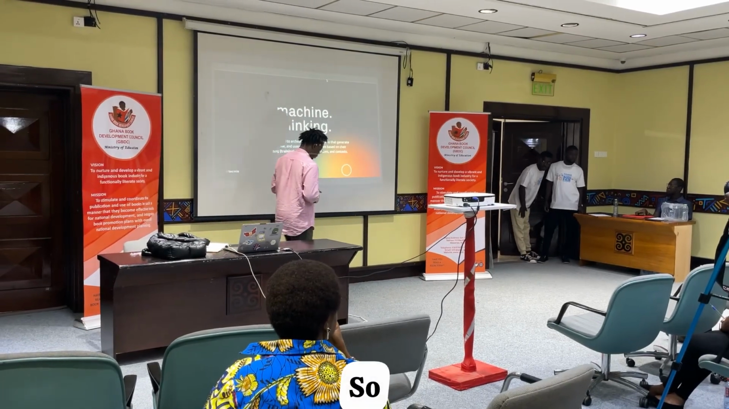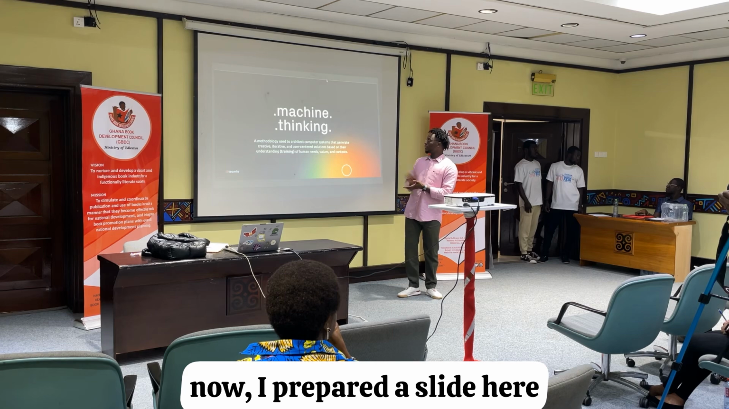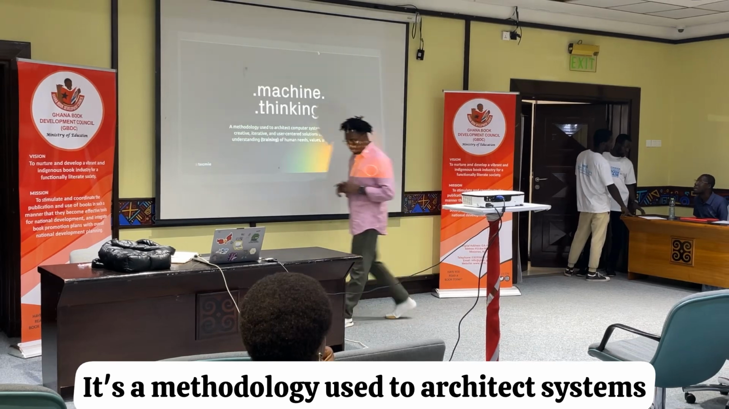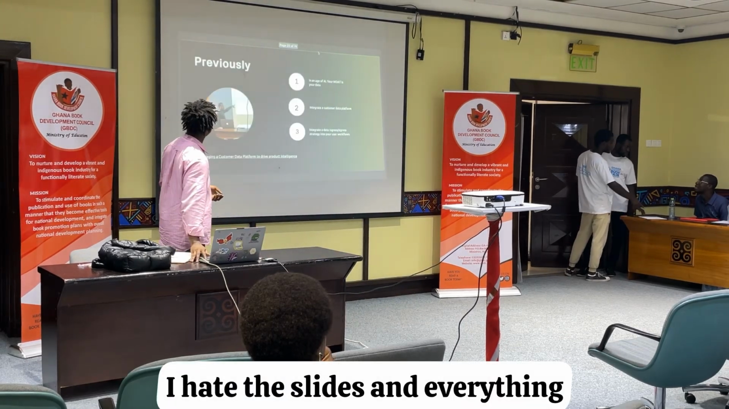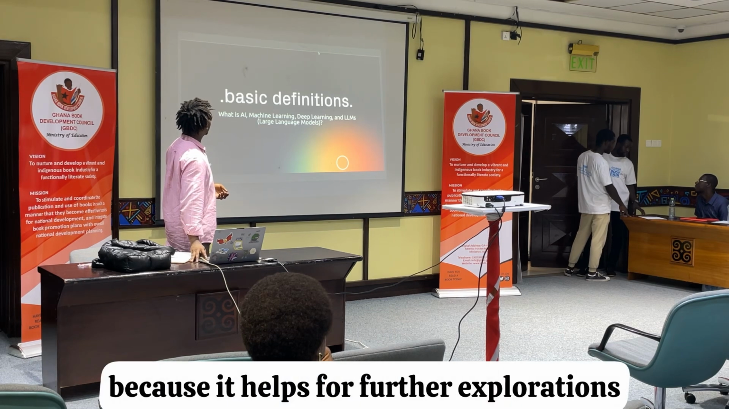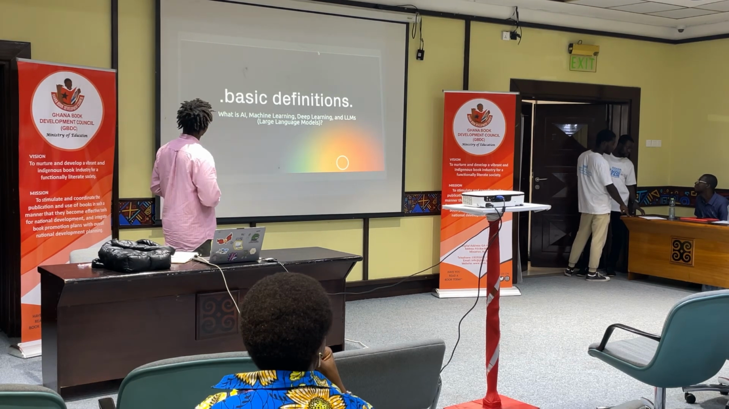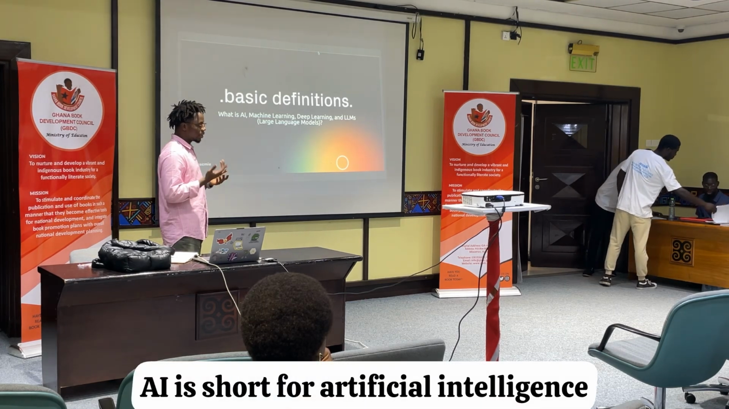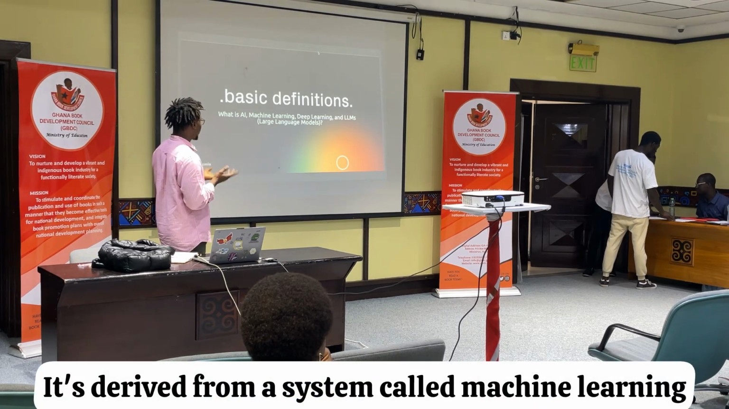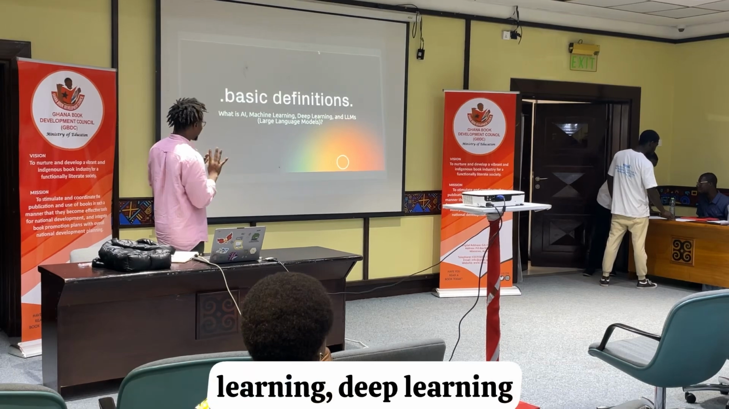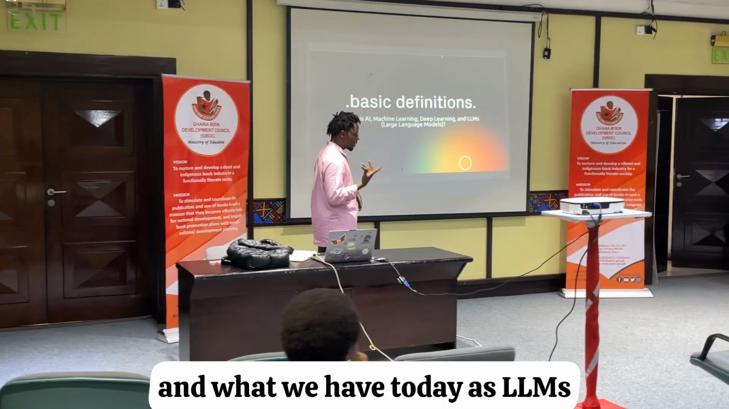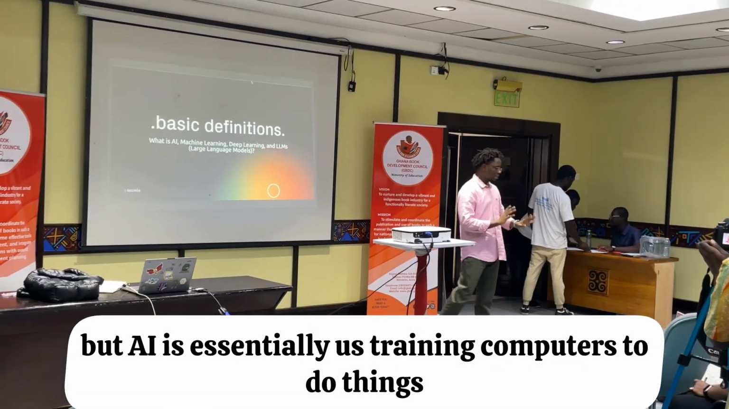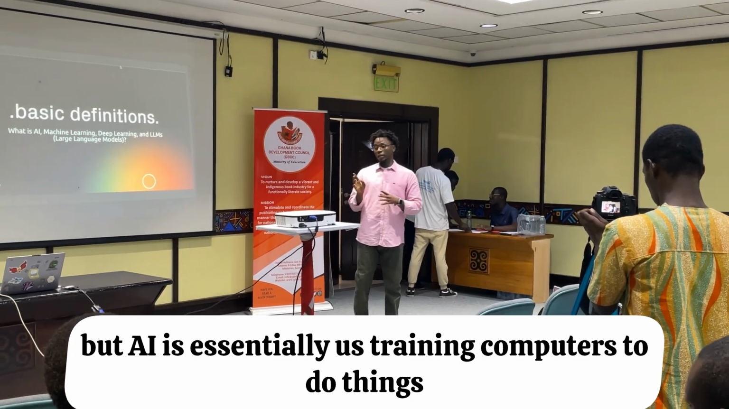Perfect. So now, I prepared a slide here. It's called machine thinking, but it's a methodology used to architect systems. I hate the slides and everything, but the reason I always put it is because it helps for further exploration. The basic definition of AI: AI is short for artificial intelligence. It's derived from a system called machine learning. It's derived from several aspects: machine learning, deep learning, and what we have today as LLMs. I can take you from a basic definition, but AI is essentially us training computers to do things.